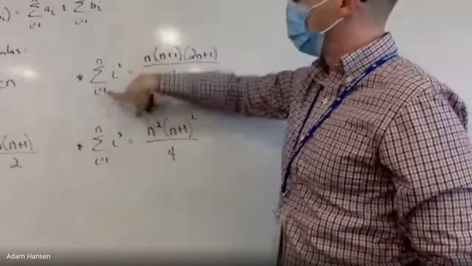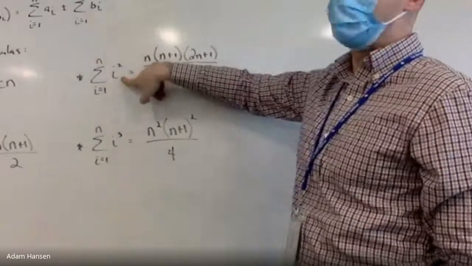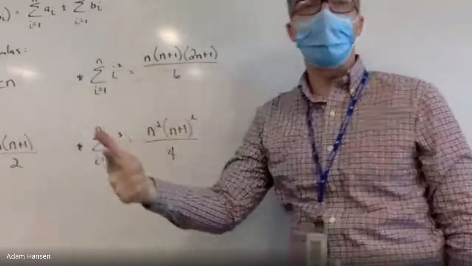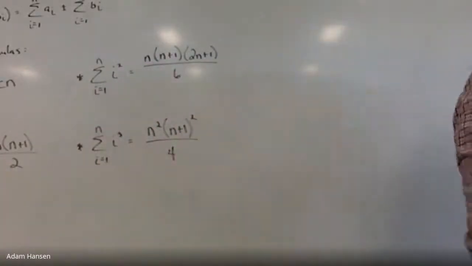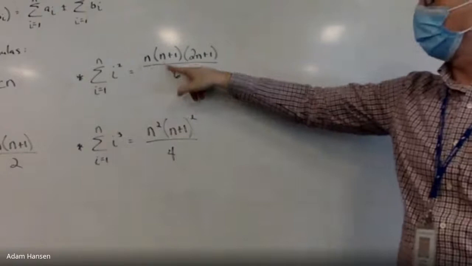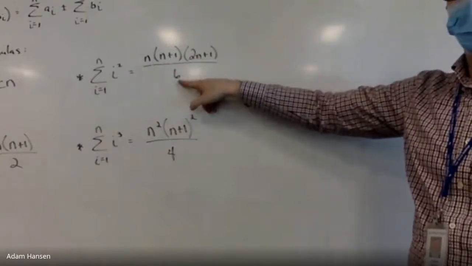The summation from i equals 1 to n of i squared, all the perfect squares, so like 1 squared plus 2 squared plus 3 squared plus 4 squared and so on, would be n times n plus 1 times 2n plus 1 divided by 6.